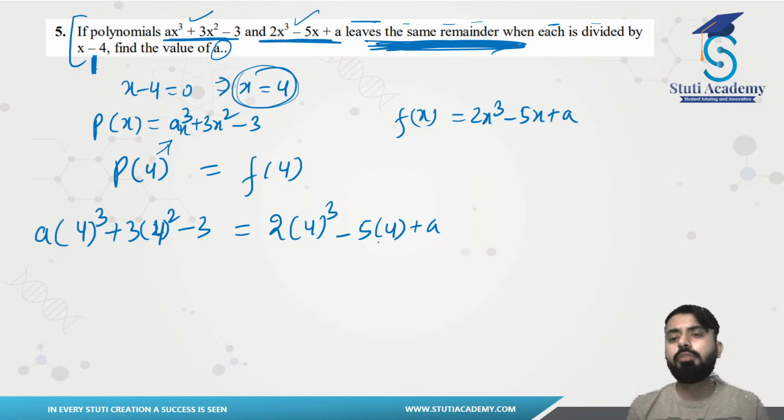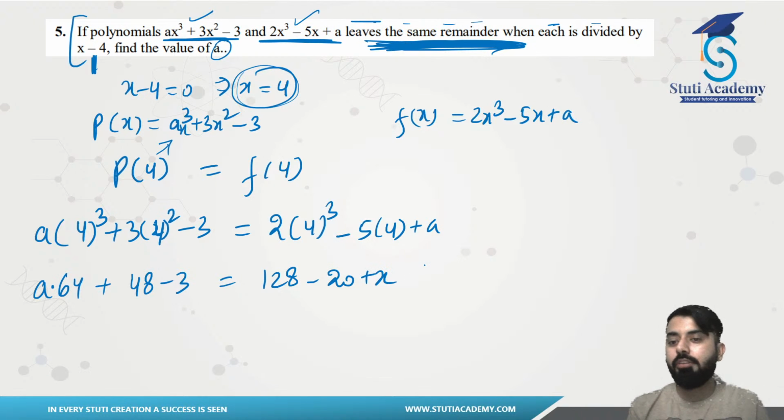Now you have to solve this one using a linear equation. So that will be a into 64 plus 3 into 16, that will be 48, minus 3 equals to 64 into 2, that will be 128, minus 20 plus a. Now you can easily calculate the value of a. Whatever that value is, that is your answer. You can solve your linear equations, right? So let's see what do we have in the next question.